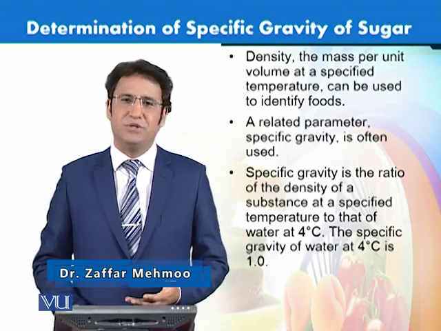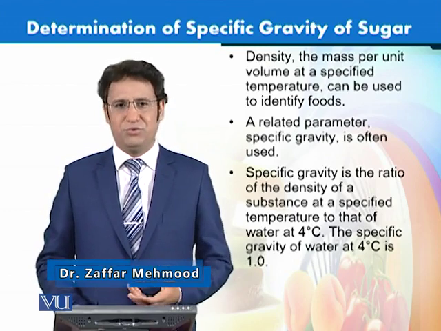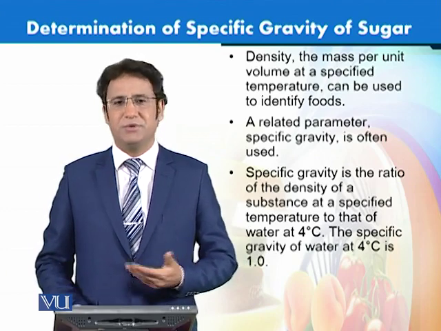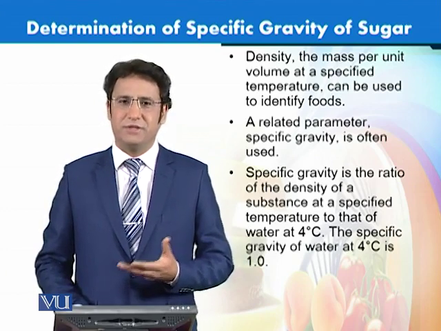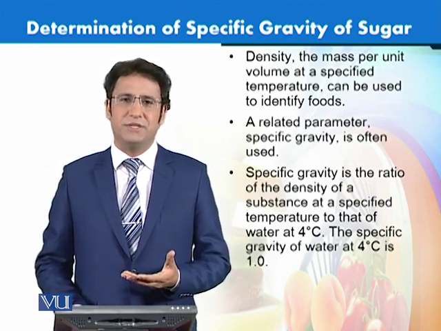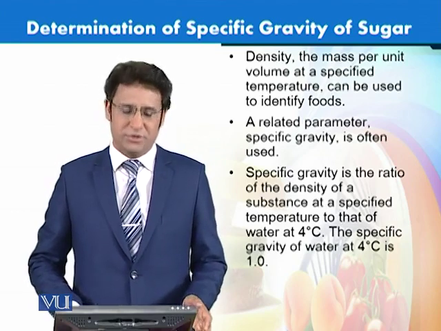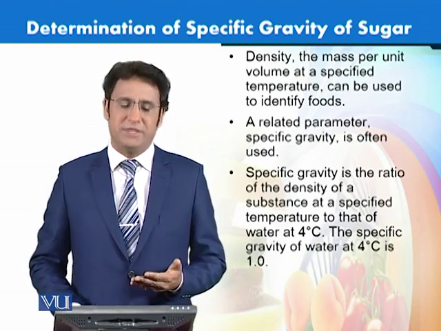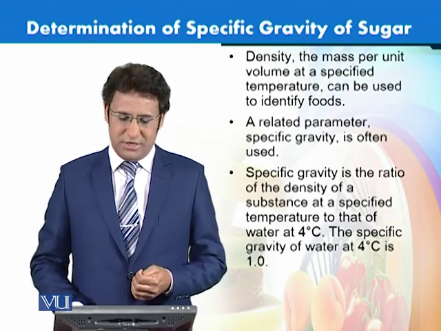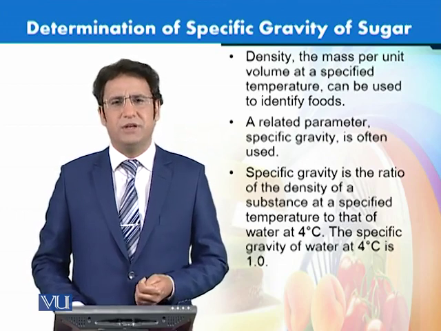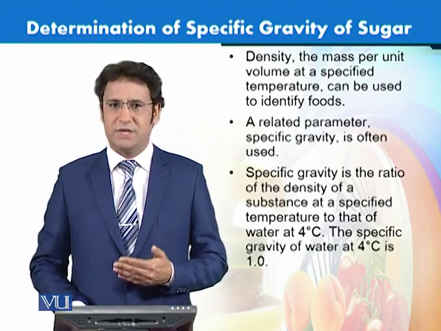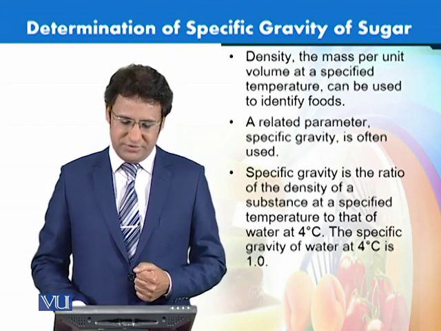And it is generally utilized to identify different foods because every food at a given condition of temperature and other conditions would have a specific density, from which we can measure whether it's a pure food compound or not. Anyway, other than density, specific gravity is another parameter. This is often utilized and is very much related to the concept of density. We'll discuss what the uses are and how we measure this specific gravity.